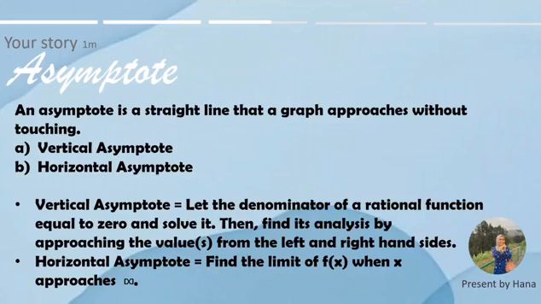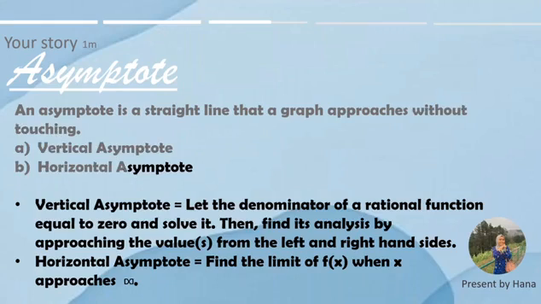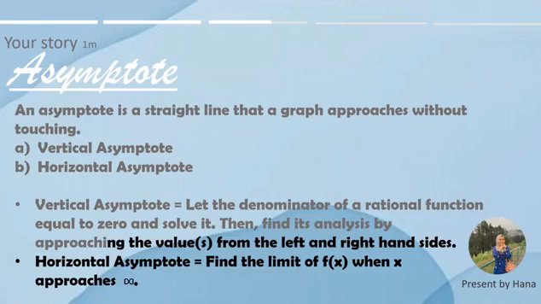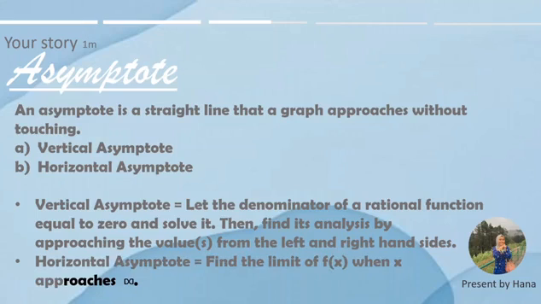Next, for the asymptote. An asymptote is a straight line that a graph approaches without touching. There are two types of asymptote, which are vertical asymptote and horizontal asymptote. How to find the vertical asymptote? Let the denominator of a rational function equal to 0 and solve it. Then, find its analysis by approaching the values from the left and right hand sides. To find the horizontal asymptote, find the limit of the function when x approaches infinity.